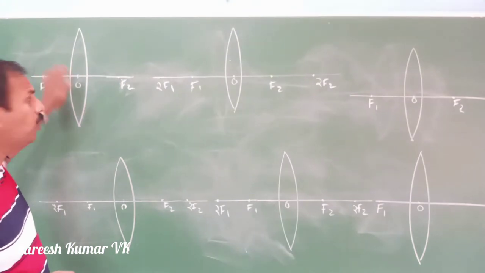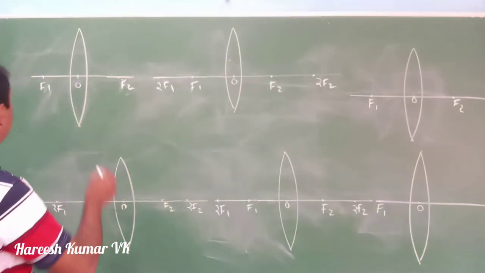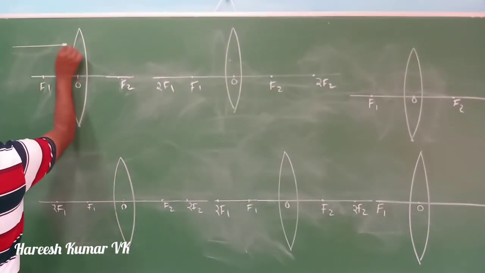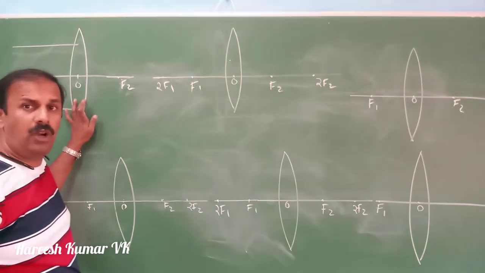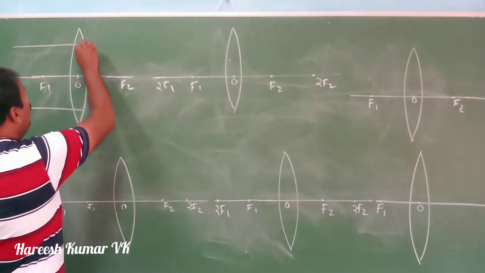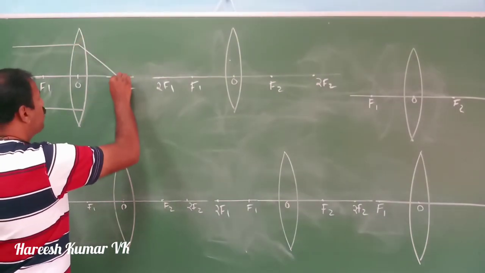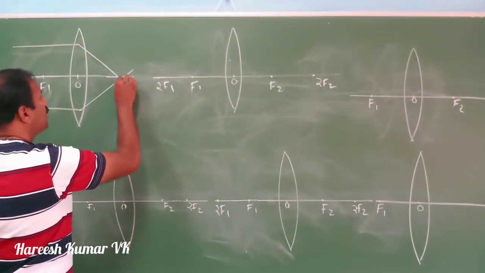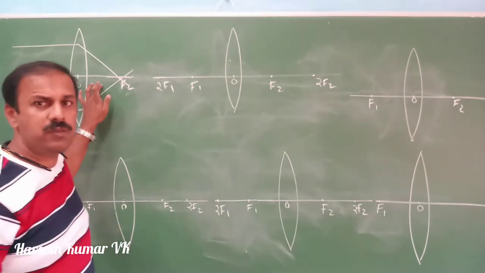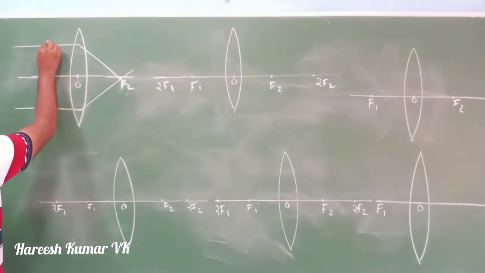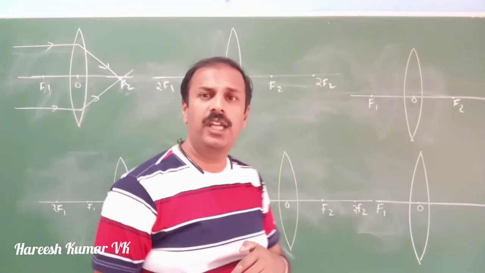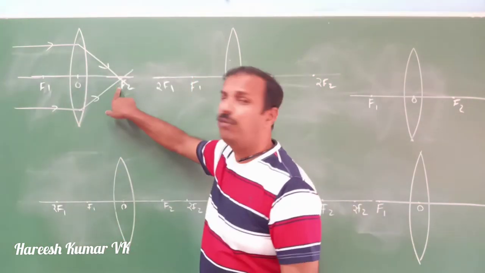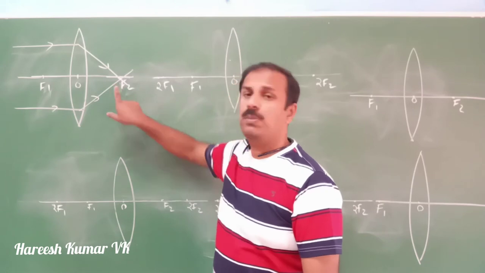When the object is at infinity, we know the rays will come parallel to the principal axis. The rays coming parallel to the principal axis will pass through the focus here. So the image is formed at the focus. This first concept is very clear. When the object is at infinity, the image will be formed at F2, the principal focus.